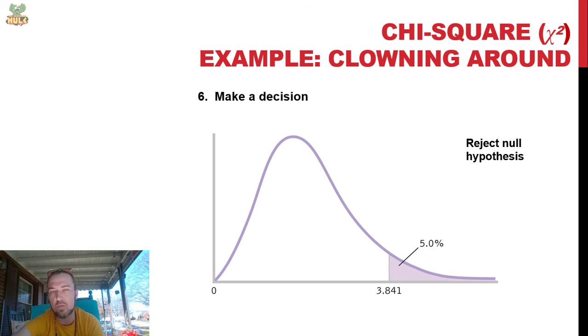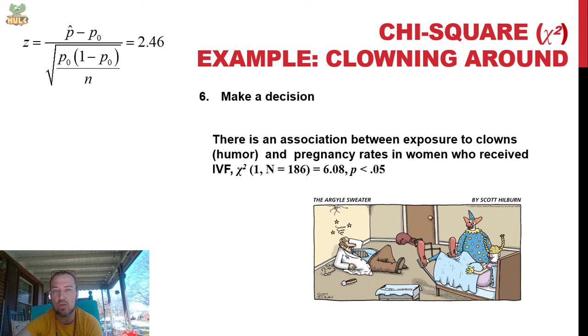Remember, our critical value was 3.841. This means that our chi-square is further into the tail. It means it's unlikely to be due to chance alone, which means that this relationship we've observed is a real relationship, and that those two variables are not independent. In fact, you could say that there is an association between exposure to clowns or humor and pregnancy rates in women who received in vitro fertilization. Women who received clown exposure were more likely to become pregnant than women who did not receive that clown exposure.